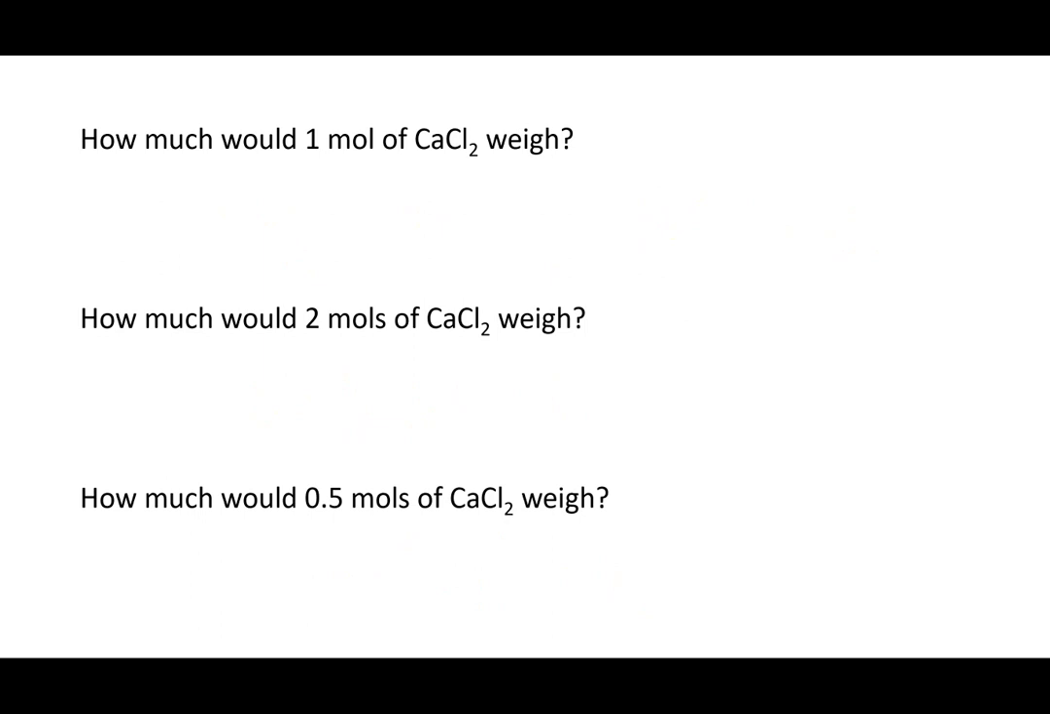How much would 1 mole of calcium chloride weigh? So again, this is an ionic compound. Calcium weighs, looking at the periodic table, about 40 grams per mole. Chlorine weighs about 35.5 grams per mole. But there's 2 of them, right? So we need to add another one, or multiply this by 2.